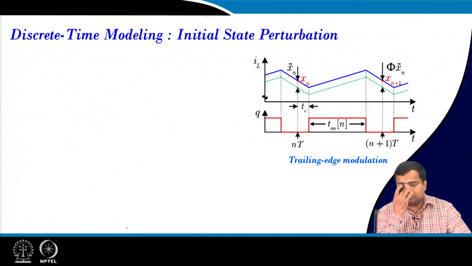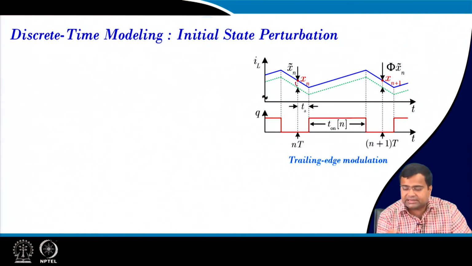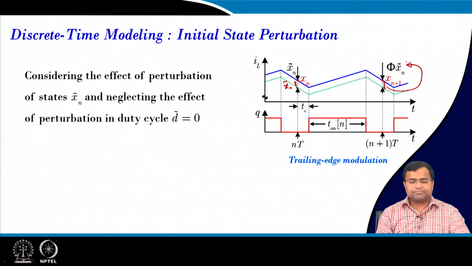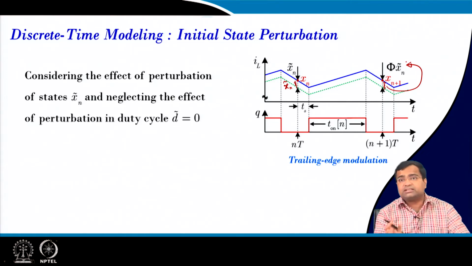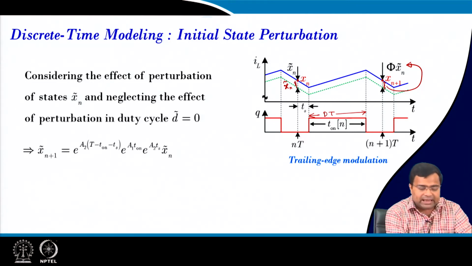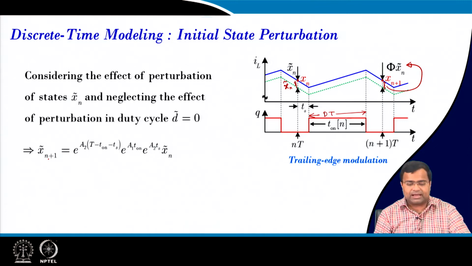So, now we are considering the initial state perturbation, that means this is my xn perturbation, this duration, and we are trying to find this one, and this is nothing but our phi of xn. Here we are not disturbing the duration, that means we are not changing. So, in this case it is a constant on time, or if it is under pulse width modulation, the constant duration.